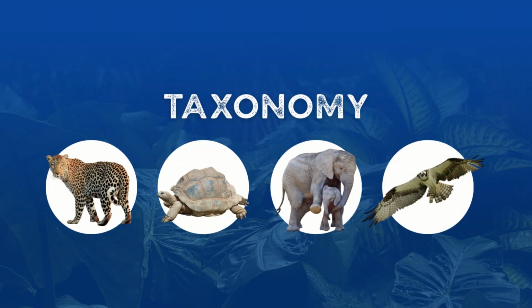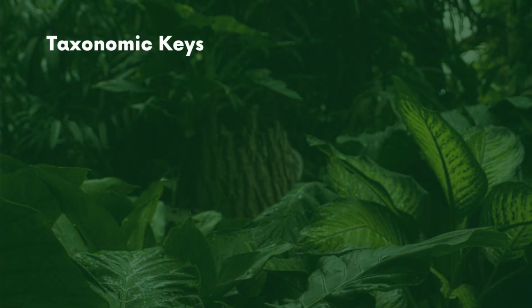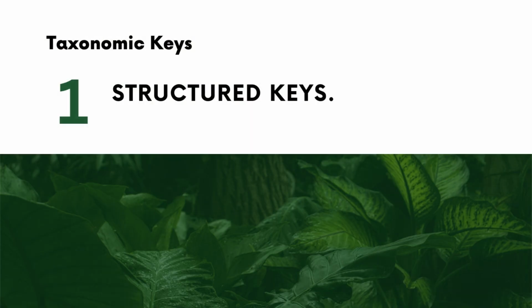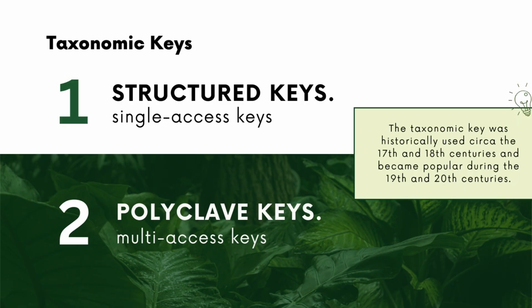This identification process is scientifically carried out using a taxonomic key. Keys are generally used to identify specimens using either structured keys, also known as single-access keys, and polyclave keys, also known as multi-access keys. The taxonomic key was historically used circa the 17th and 18th centuries and became popular during the 19th and 20th centuries.